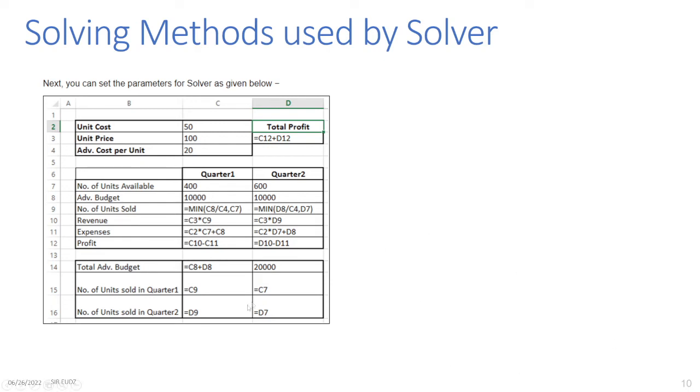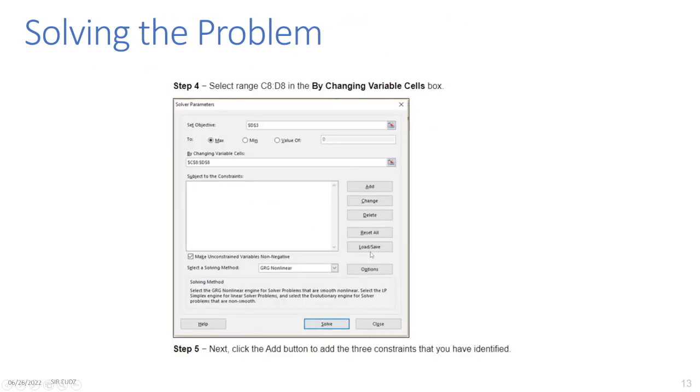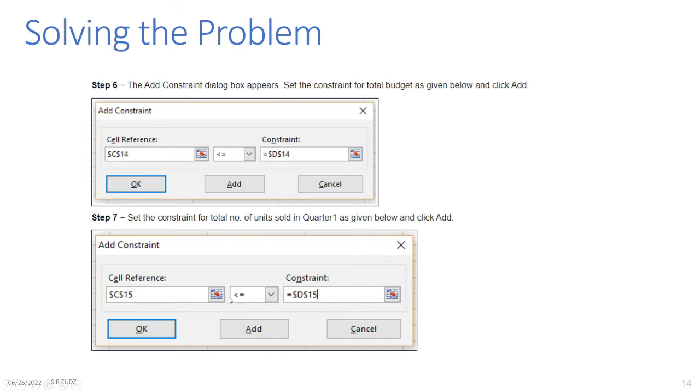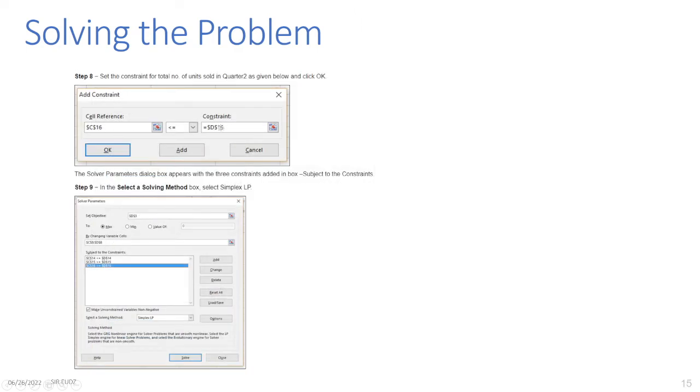The next step will be defining this constraint. So for D9, the number of units sold for quarter 2 should not exceed D7, or 600. So this one is for the first quarter and this one is for the second quarter. Set the constraint for total number of units sold in quarter 2 as given below and click OK. So C6 is less than or equal to D16.